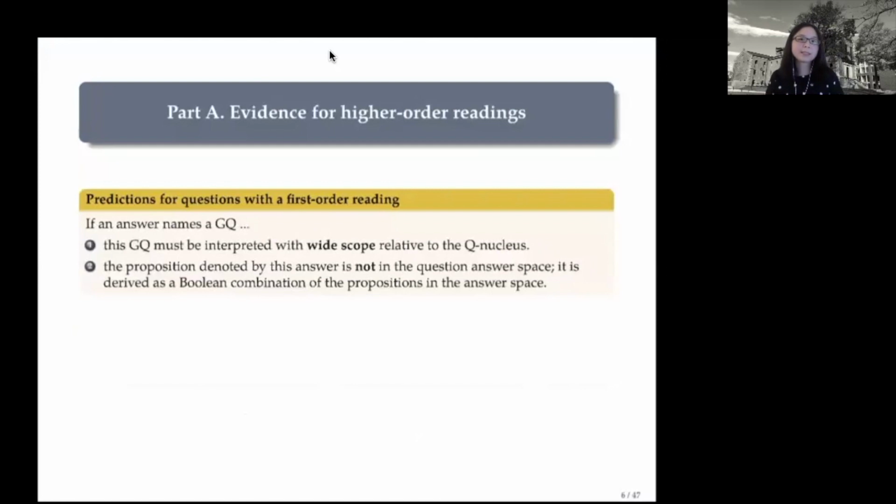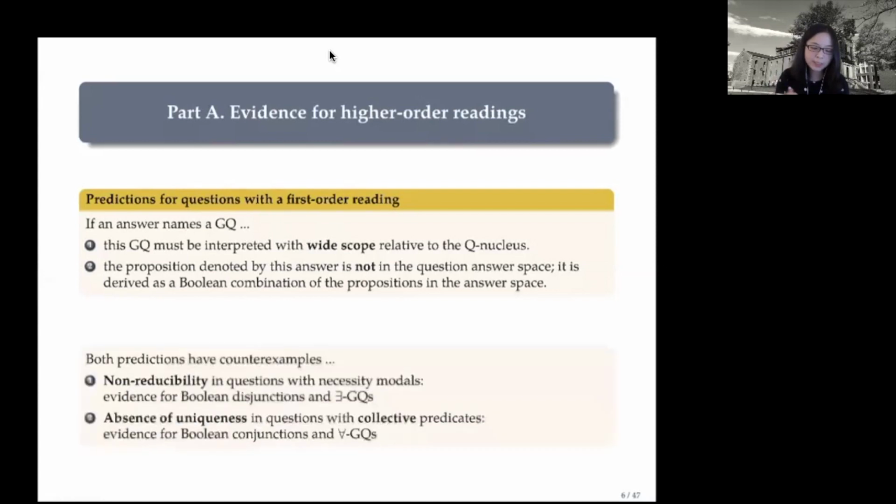Part A is on evidence for higher order readings. When we say that a question has a first order reading, we're going to make two predictions regarding answers that name a generalized quantifier. First, this generalized quantifier must be interpreted with wide scope with respect to any scope expressions within the question in which it appears. And second, the proposition denoted by this answer is not in the question answer space. It is derived as the Boolean combination of the propositions in the answer space. As I will show in this part, both predictions have counterexamples.